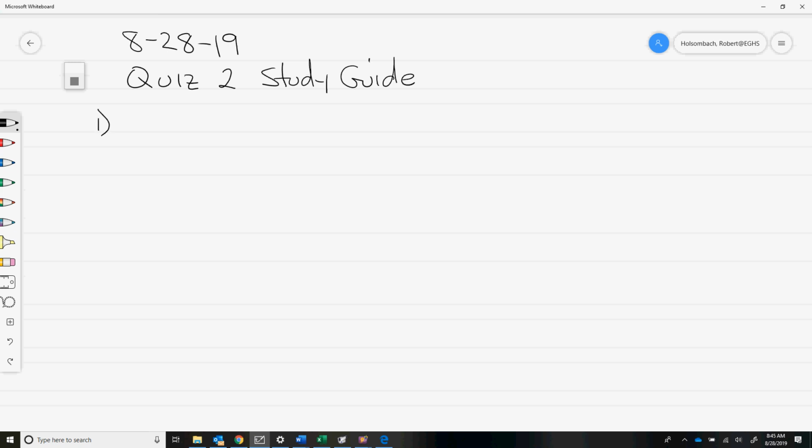Number one says that M is the midpoint of AN. A has coordinates of negative 6, 5. So A is at negative 6 and 5. M's the midpoint. So M has coordinates of negative 1, 2. Find the coordinates of N. So look, you need N.